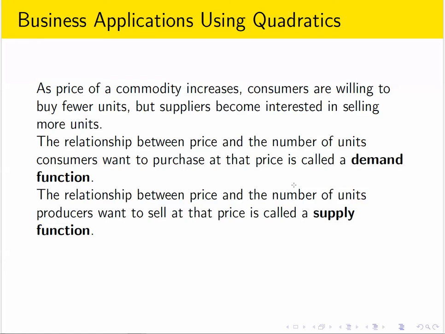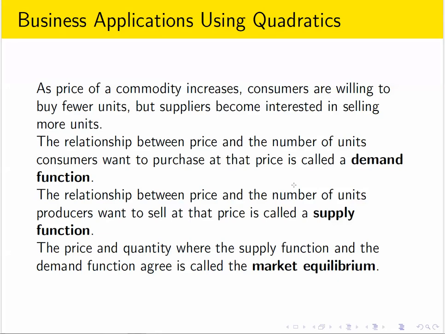So it turns out that in basic economic theory, in a free market, the market price will end up being the price where the demand function and the supply function agree, because a higher price would result in a production surplus, units being produced that never get sold, and a lower price would result in an unmet demand, more units being demanded than are available. So let's take a look at how this works with an actual example.